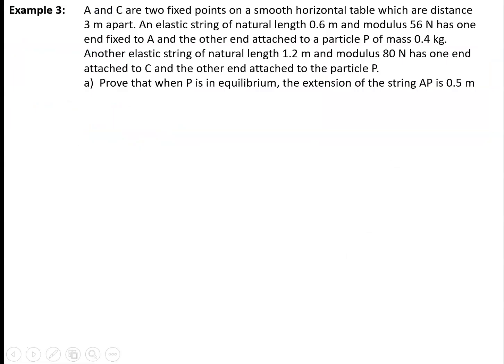Now for our third and final example, we've got A and C are two fixed points on a smooth horizontal table which are distance 3 meters apart. An elastic string of natural length 0.6 meters and modulus 56 newtons has one end fixed to A and the other end attached to a particle of mass 0.4 kilograms. Another elastic string of natural length 1.2 meters and modulus 80 newtons has one end attached to C and the other end attached to the particle P. We've got to start by proving that when P is in equilibrium, the extension of the string AP is 0.5 meters.